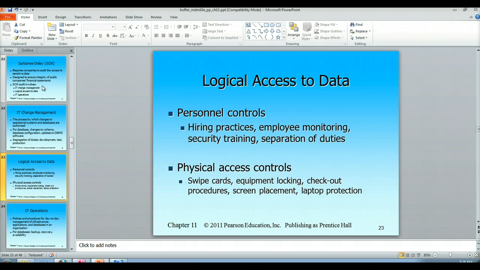So you have to keep an eye on your employees, so there has to be some kind of employee monitoring in place. There should be some kind of security training. And again, I spoke about it in a previous slide, but there needs to be a separation of duties to make sure that not one person is handling change management from, say, soup to nuts. And then there's physical access controls.